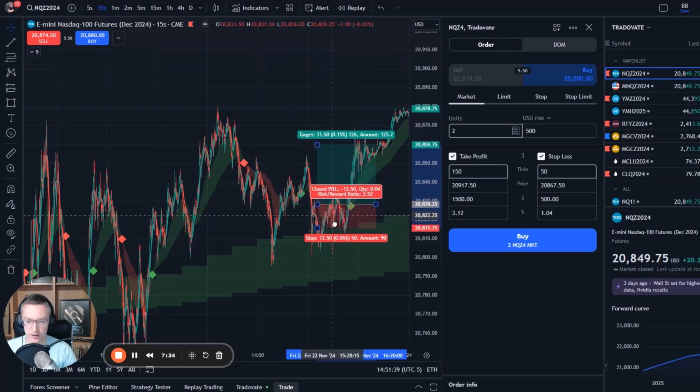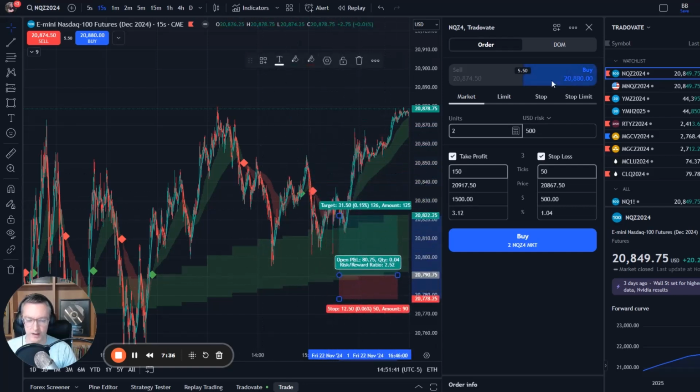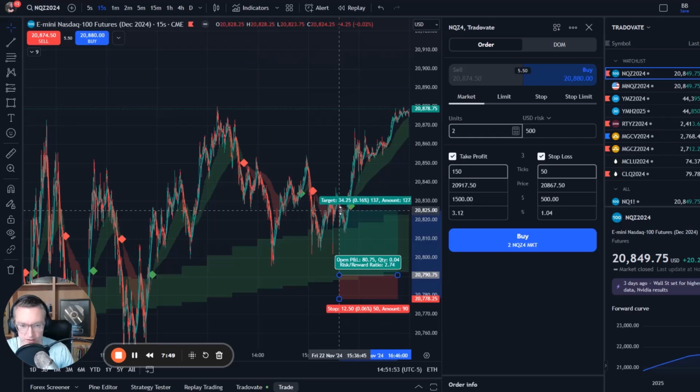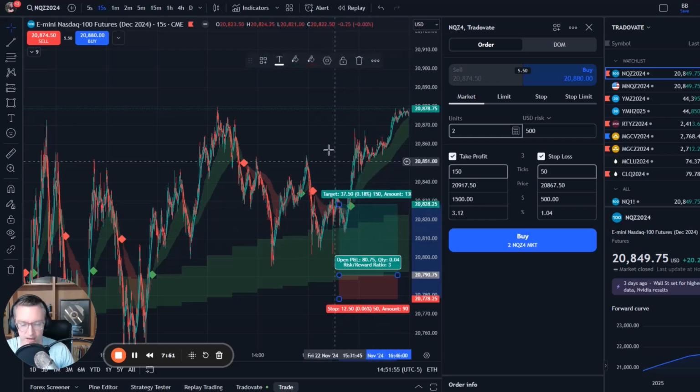So I've just kind of dragged this. This is my long. I'm looking for a buy. From the bottom of this red box to the entry, which is the top of the red box, the beginning of the green box, that's 50 points. I have my take profit right now set to 150. So I can kind of click and drag this up to the 150. And this is what I'd be looking for.